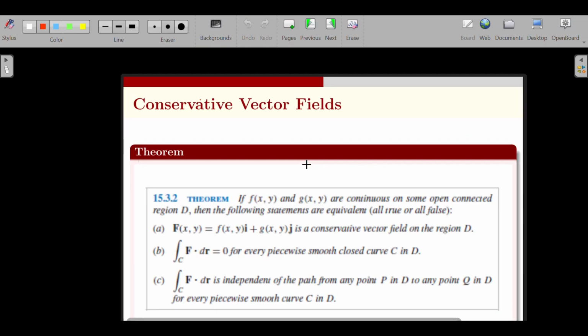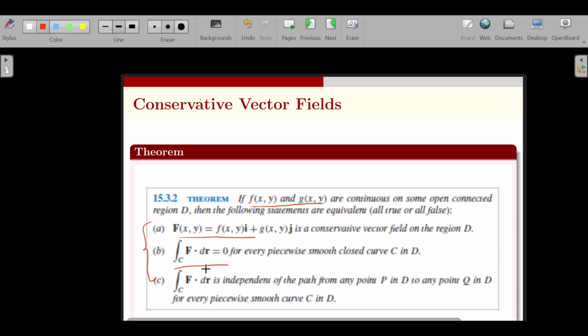So now let us move on to another theorem. This theorem states that suppose that f and g are continuous, f and g are components of the vector field capital F, then the following three conditions A, B, C are all equivalent. Equivalent means that you can substitute these by any other statements. These three statements can be interchanged in any way you like. So the first statement says that F is conservative. So F is a conservative vector field.